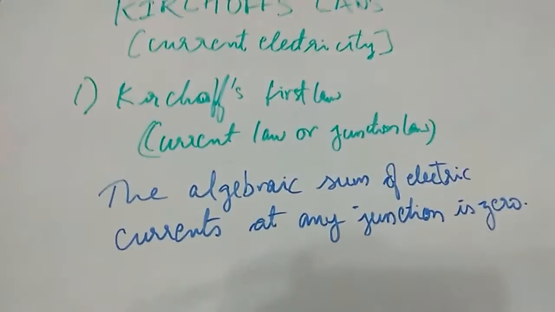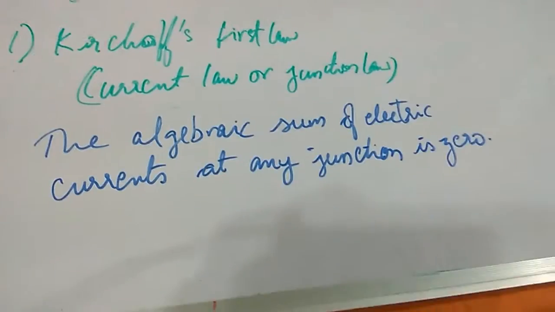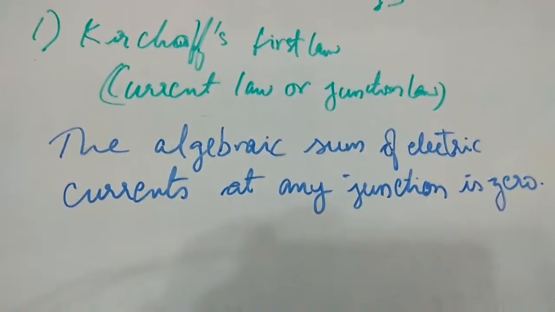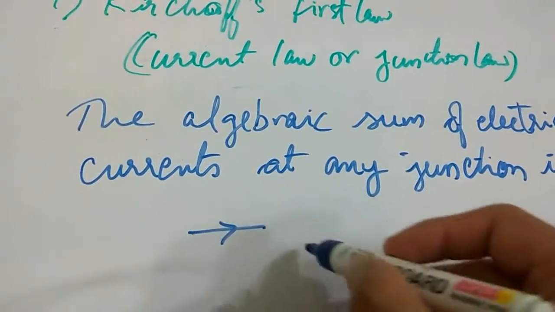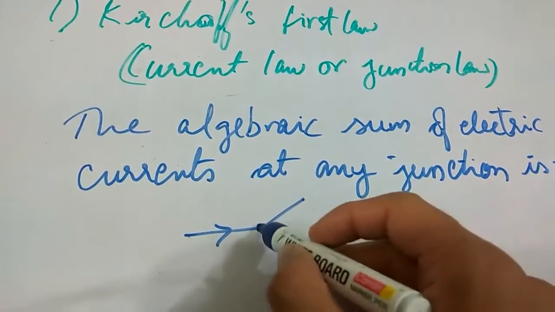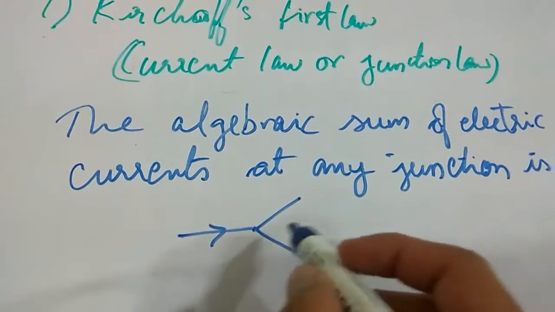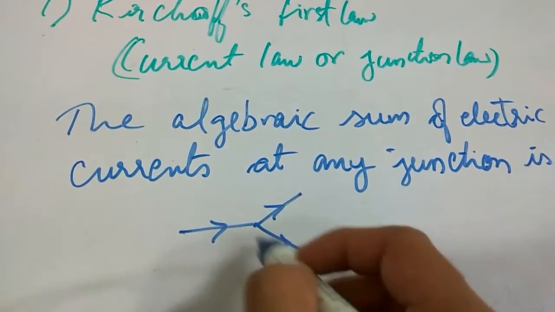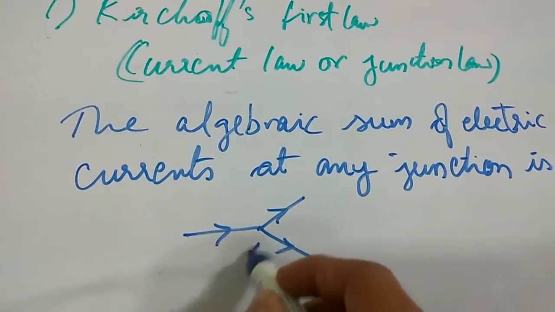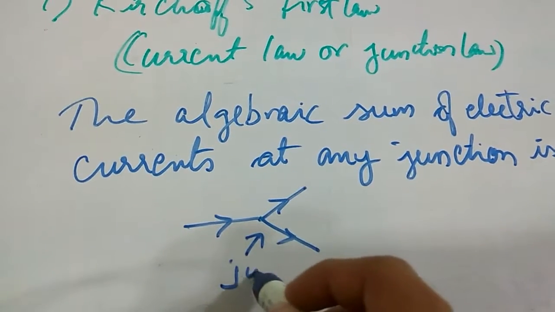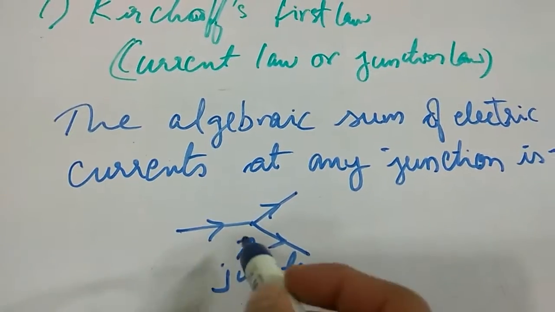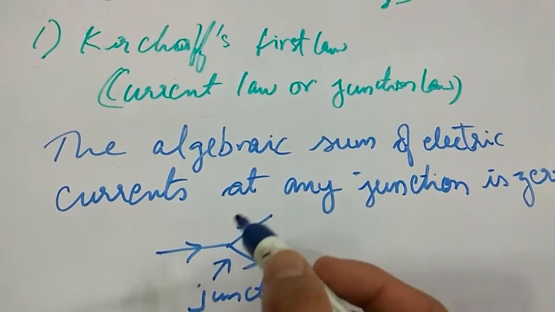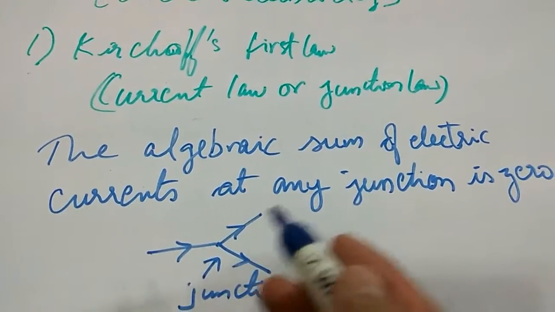Now the question is, what is a junction? A junction is where the current can split. Like there is a current coming in from here, and if it branches out, there is a splitting of current. So this is a junction. This is called a junction. The statement is the algebraic sum of electric currents at any junction is zero.